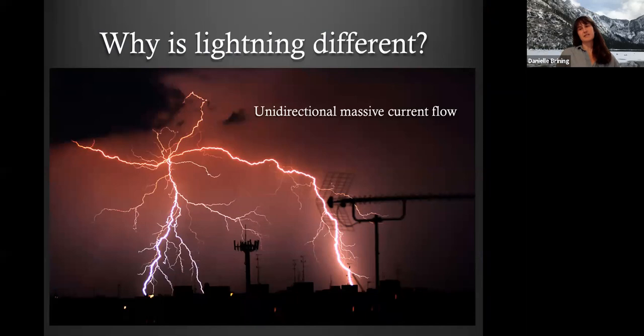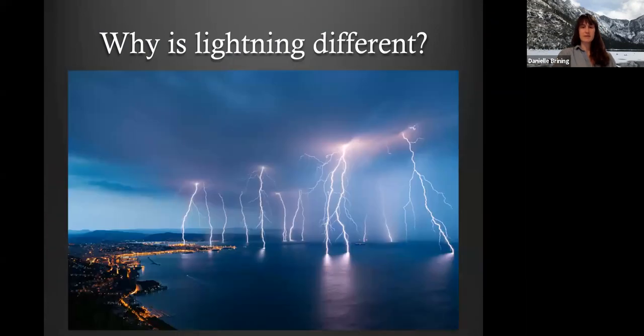So why is lightning different? What changes the triage? Luckily, we just had a couple amazing lectures that went through all the pathophysiology of lightning injuries for me, so I can breeze through this. But lightning is different. It's not a DC or AC current. It's this unidirectional massive current flow over a short period of time that short circuits the body's electrical systems.